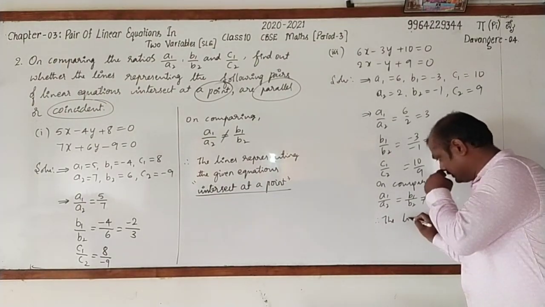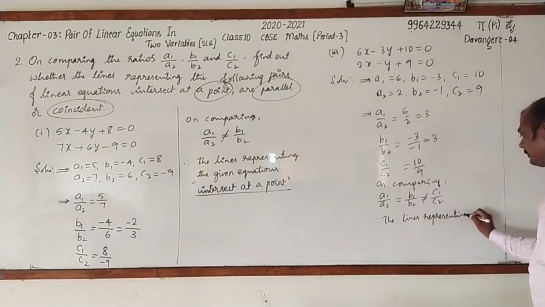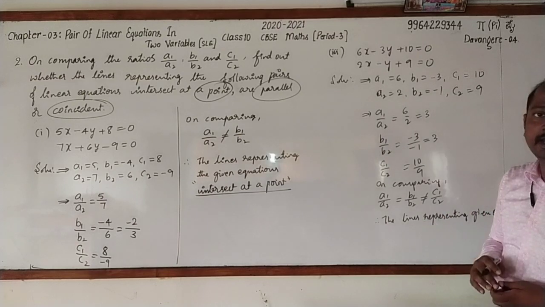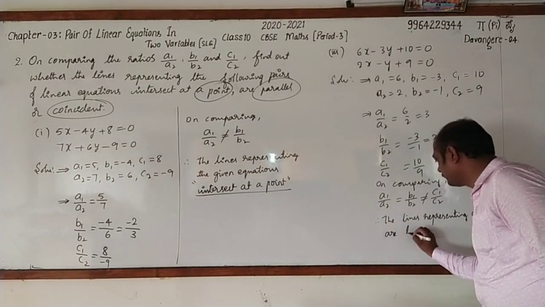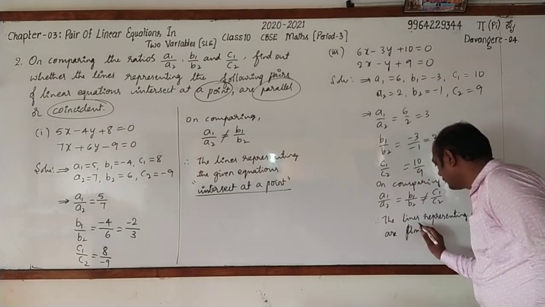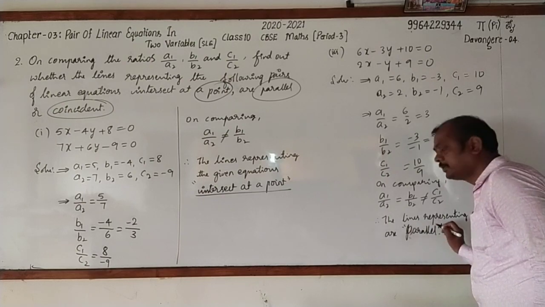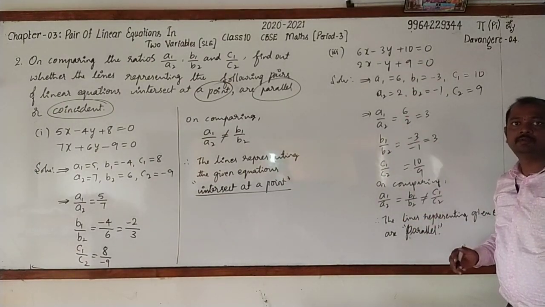Therefore, the lines representing the given equations, what do you say? If this condition is satisfied, we can say that the lines are parallel to each other. Given equations are parallel. Clear? Yes. Please go for copying this also.